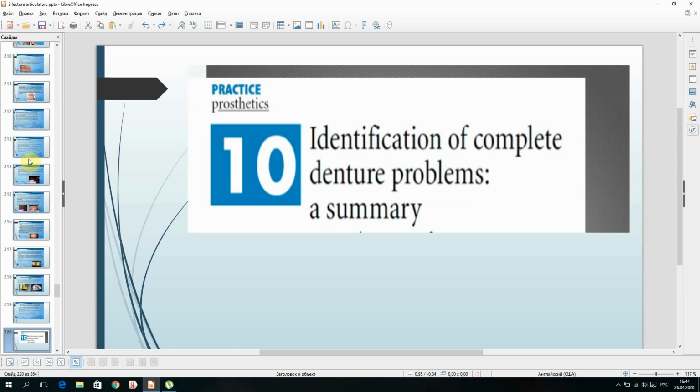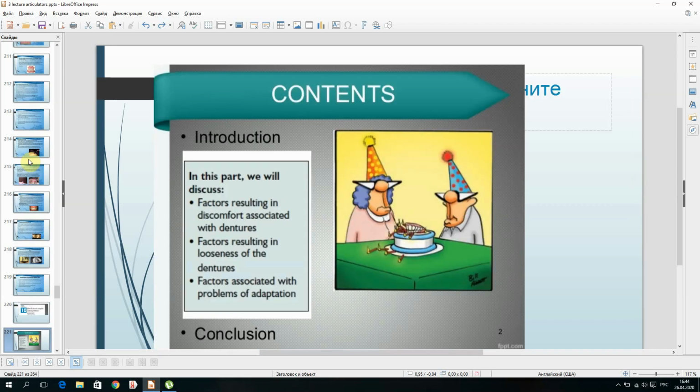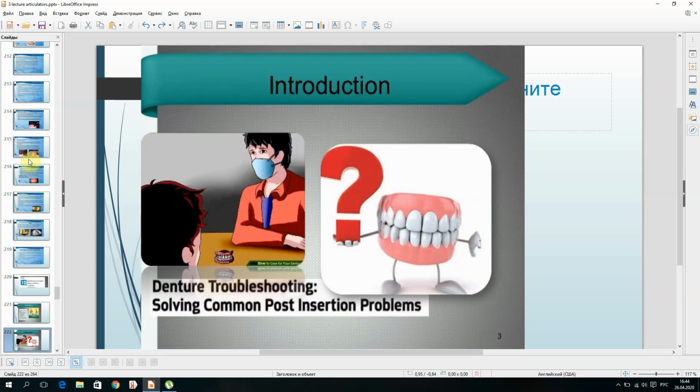Identification of complete denture problems. A summary. Contents. Introduction. In this part we will discuss factors resulting in discomfort associated with dentures, factors resulting in looseness of the dentures, and factors associated with problems of adaptation.